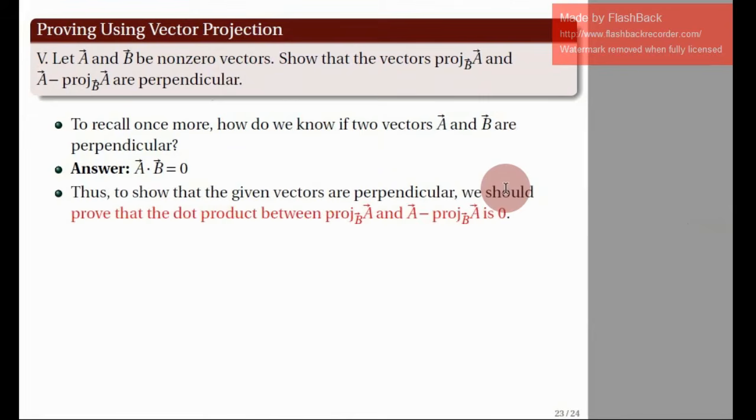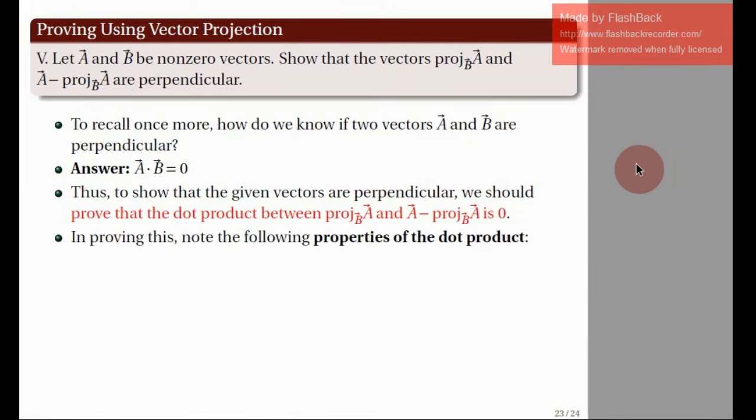That is, we will be needing to show that the dot product between the projection of vector A onto vector B with this vector, vector A minus the projection, is equal to the zero scalar. To guide us, we will give some tips in proving this item. So one tip is that in proving this, we will be needing to take note of properties of the dot product. The first one that we will recall is that the dot product is distributive over subtraction.